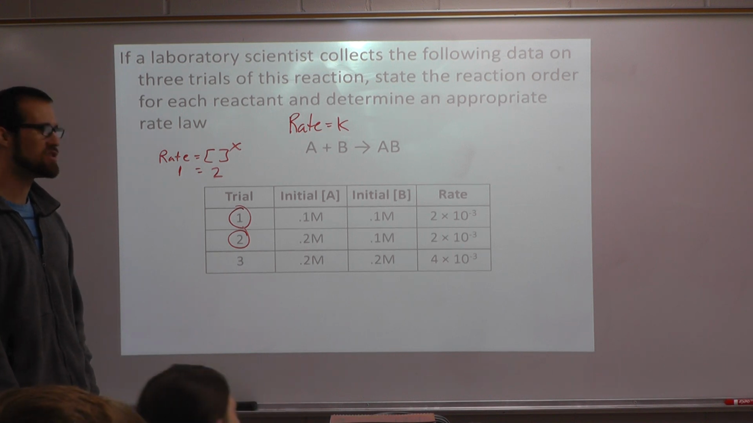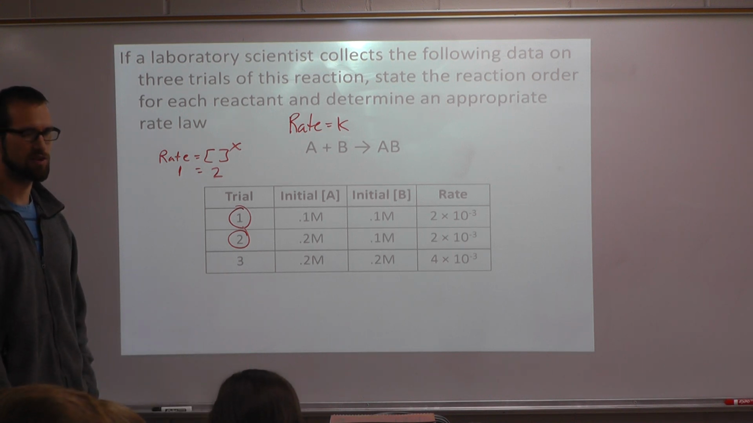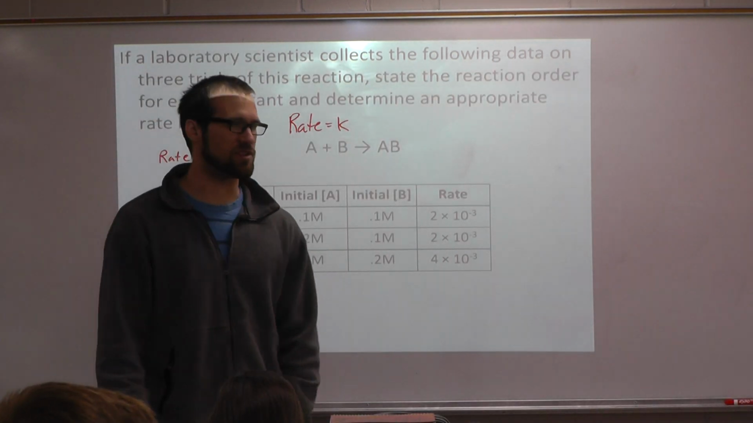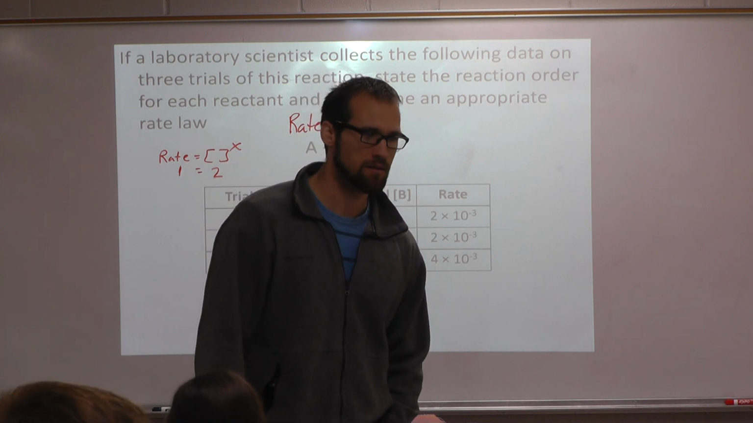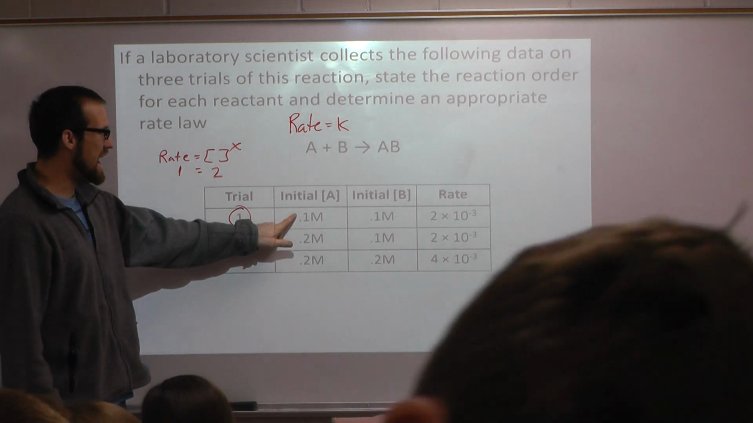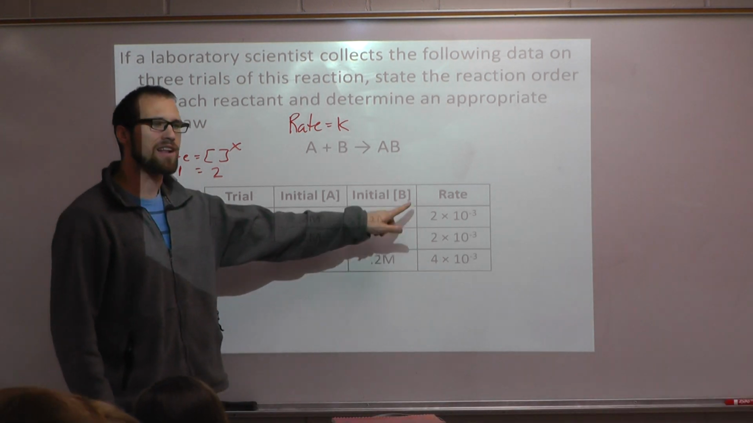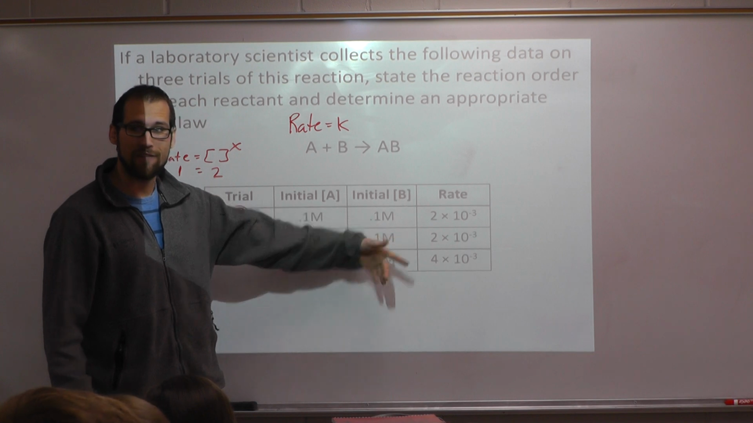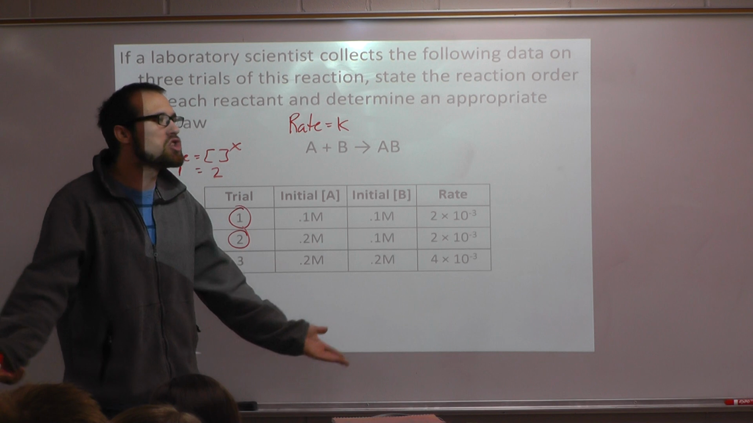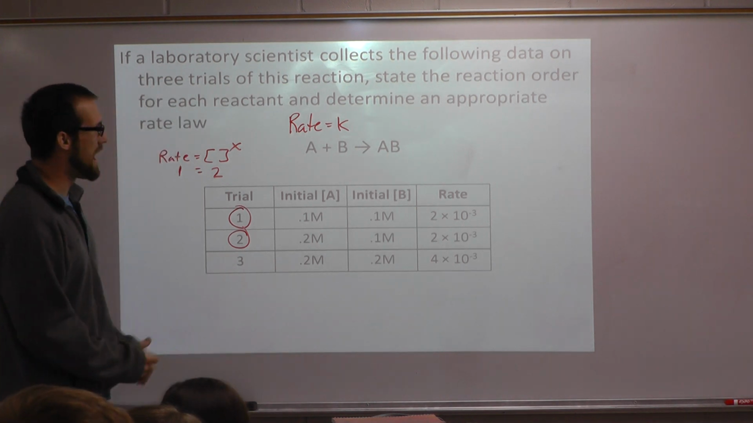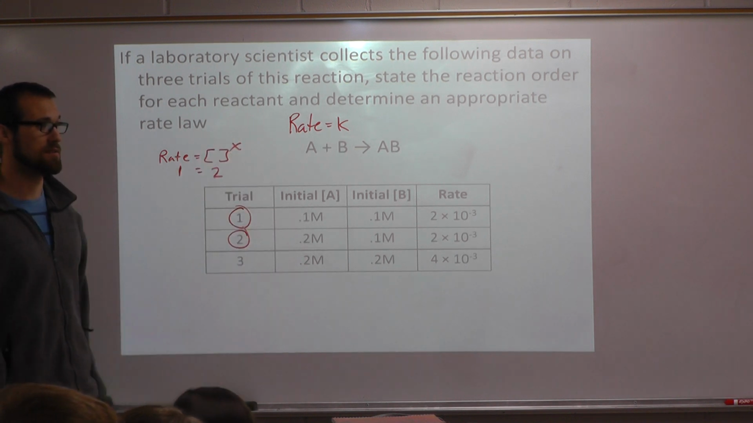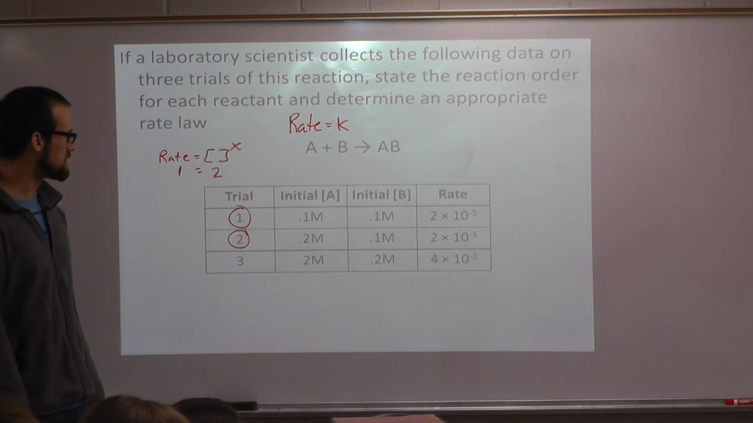Everyone put 2 to the 0 power in your calculator. It's going to be 1. Put anything to the power of 0, what's your answer? 1. This should also make sense. I changed the concentration, did it affect the rate at all? If it doesn't affect the rate at all, then it has to be zero order. It has no effect, so I don't even put it in the equation if it's zero order. Let's look at the next one then.